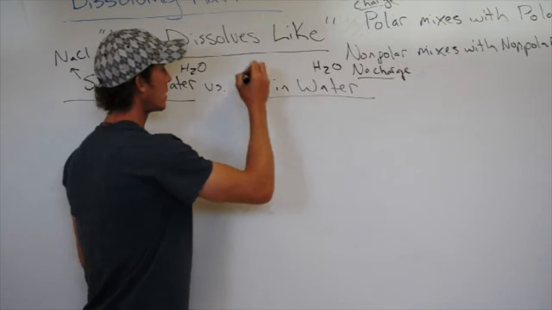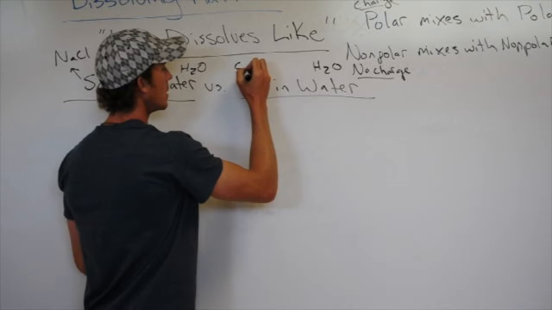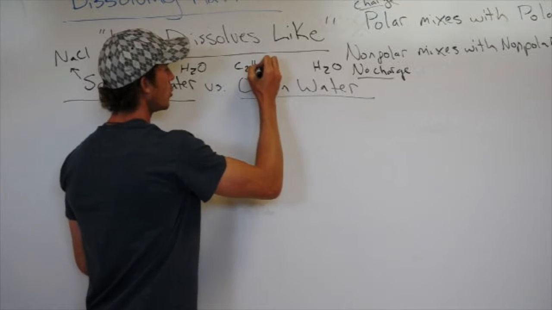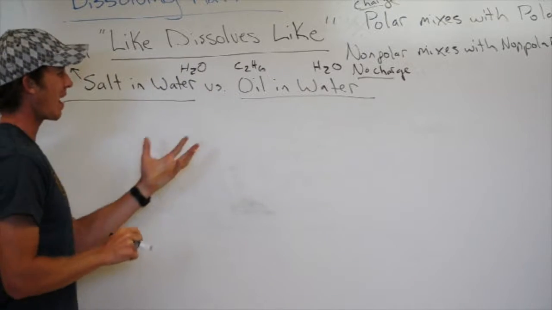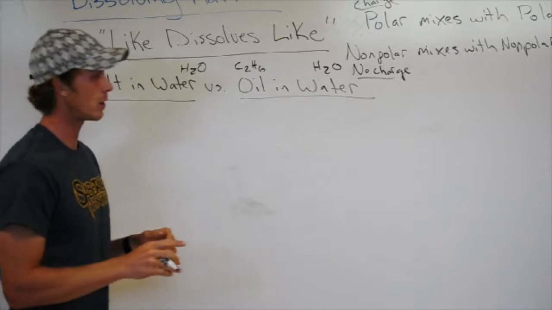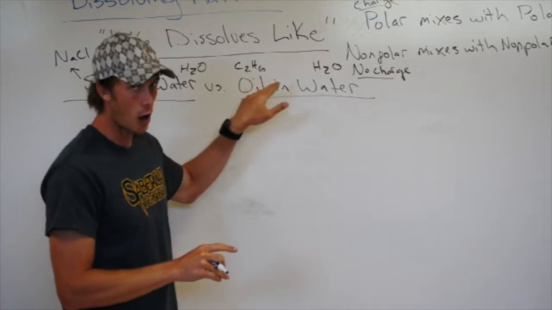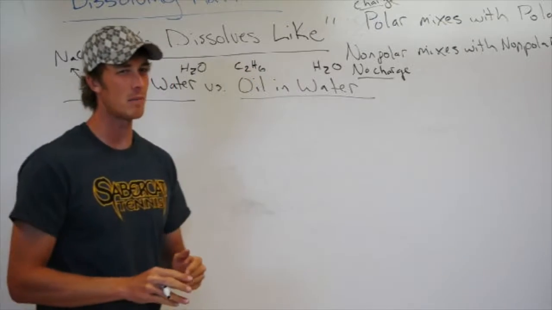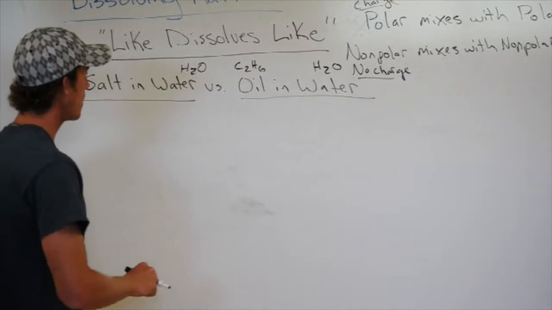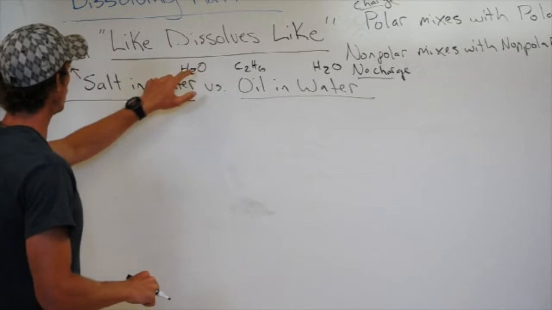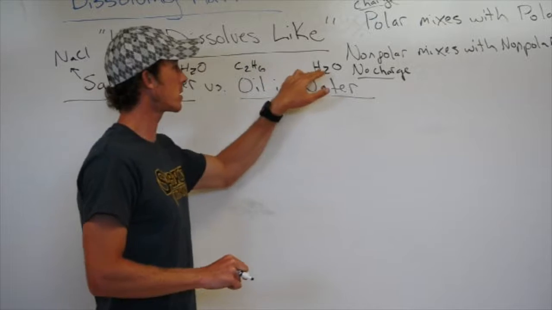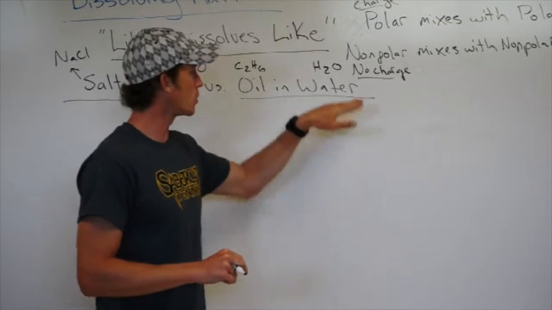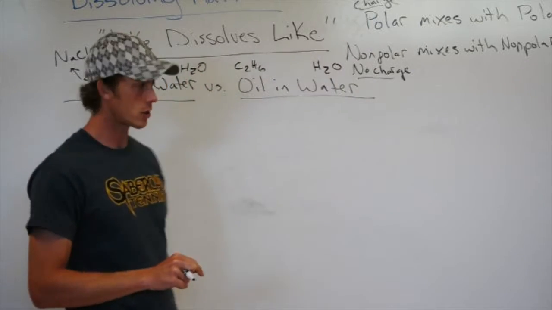Okay, so to simplify, I'm just going to put C2H6, okay? And I'll actually draw that for you too, so you can see that. But it's actually a lot longer than that, but I'm going to simplify it just to make it so you get the idea, okay? But basically, why does H2O and NaCl mix, and C2H6 and H2O do not mix? And it's all about charges or no charges, okay?